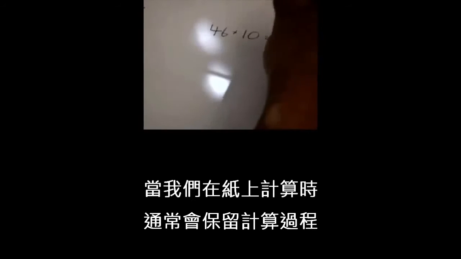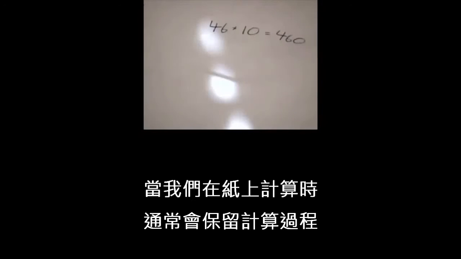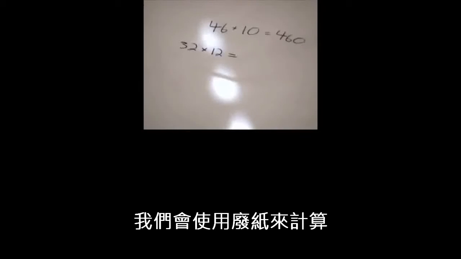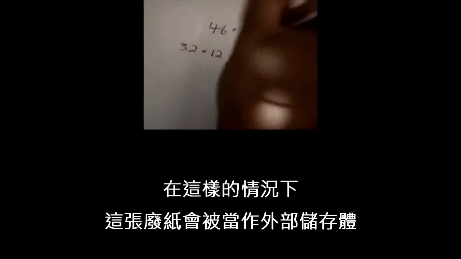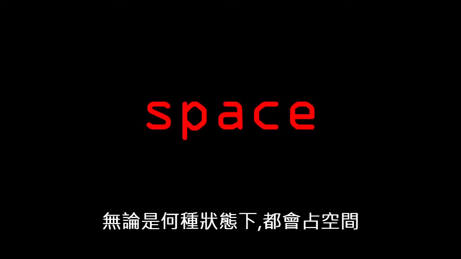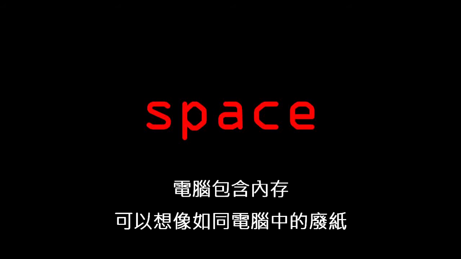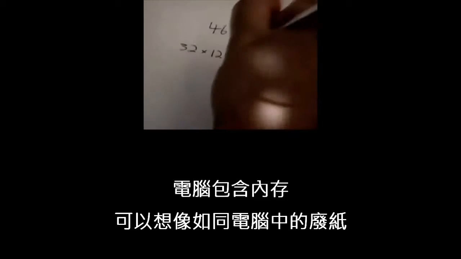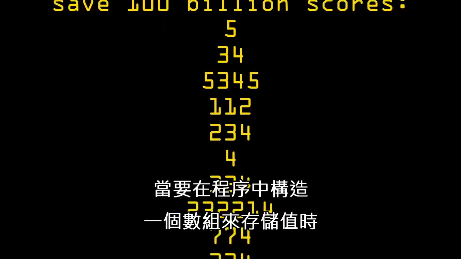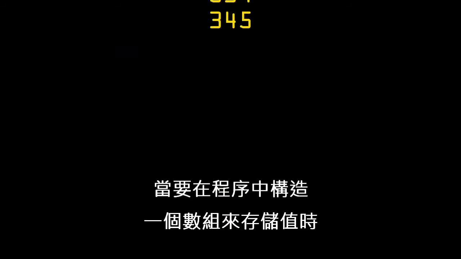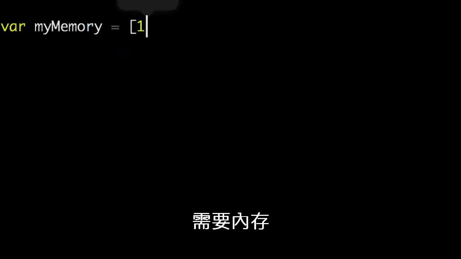When we perform calculations with a pen and paper, we often need to save intermediate results. And we may do this with, say, scrap paper. And in this case, the paper is acting as a form of external memory. And memory, no matter the form, takes up physical space. Computers contain memory. We can think of it as the scrap paper for the computer. And say when you construct an array to store values in your program, you require memory.